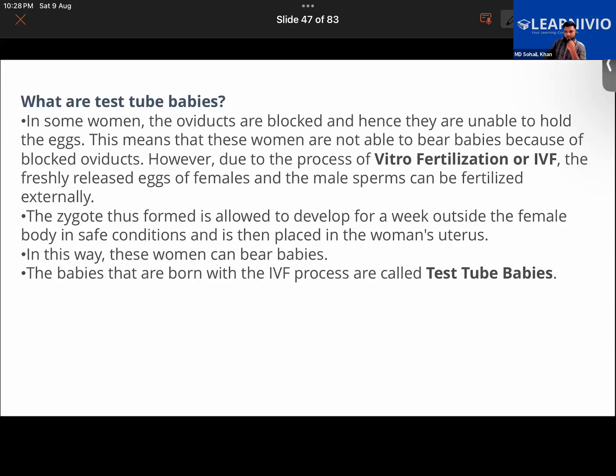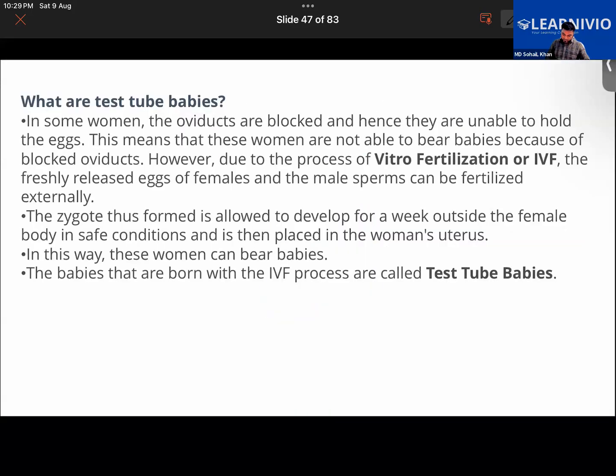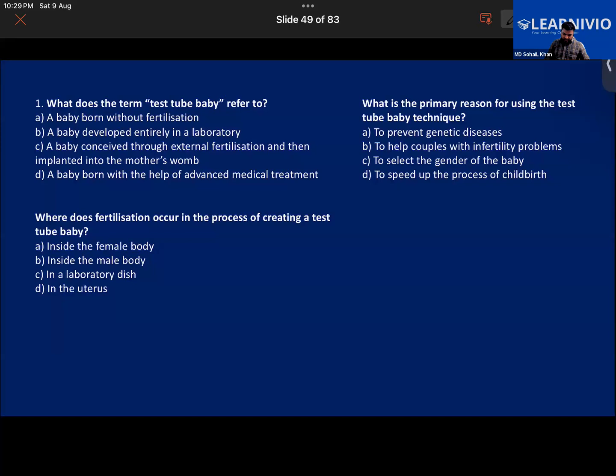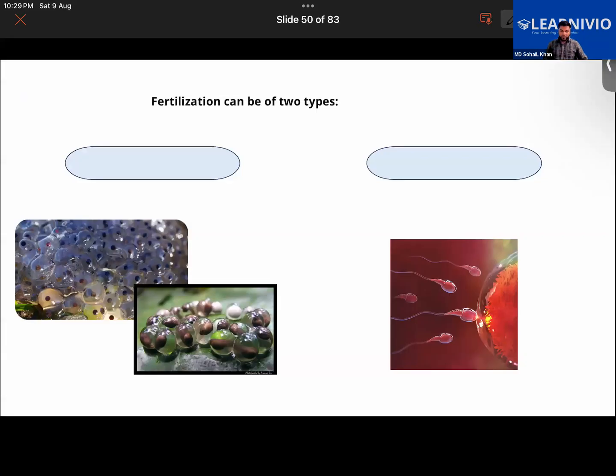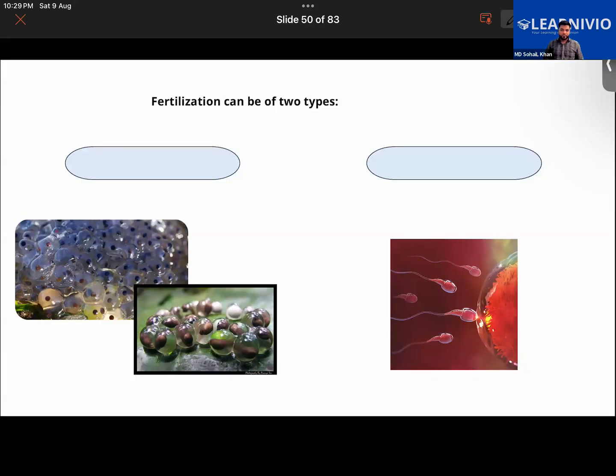Good. We'll be learning in detail how it is carried out in the next class. Before we end the class, you guys answer some questions. Tell me something about the fetus. What is a fetus and how is it different from an embryo?